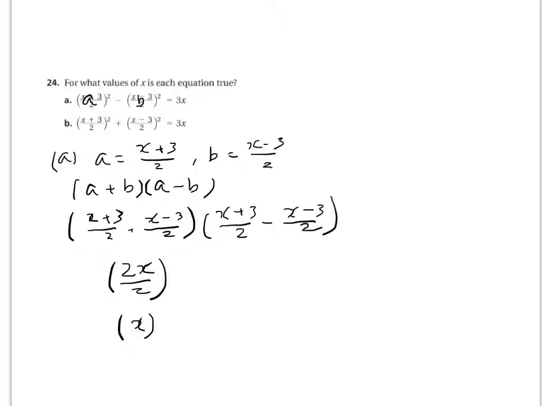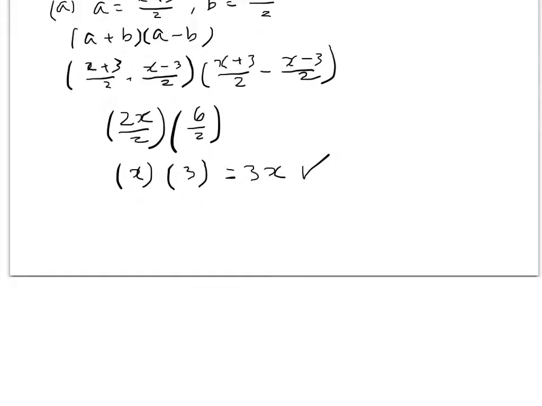If you look at the right parentheses, we have x plus 3 minus x minus 3. We have the common denominator, so we can add just like integers. So x minus x gives us 0. And then positive 3 minus negative 3 is positive 6. So we have 6 over 2, which is 3. So x times 3 equals 3x. Right? So A is true. How about B? That's your problem.